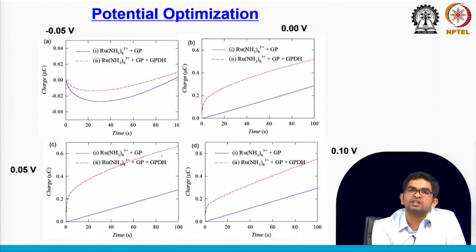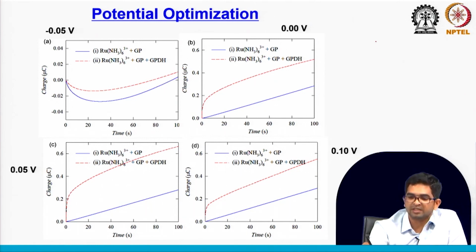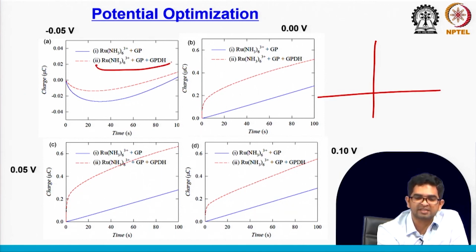Now come to the potential optimizations. This is a very important factor for determination, because finally we have to apply some potential, and at that potential other interference species should not be oxidized. So that's why. As I mentioned, just like in this case, your main reaction is this one, right?